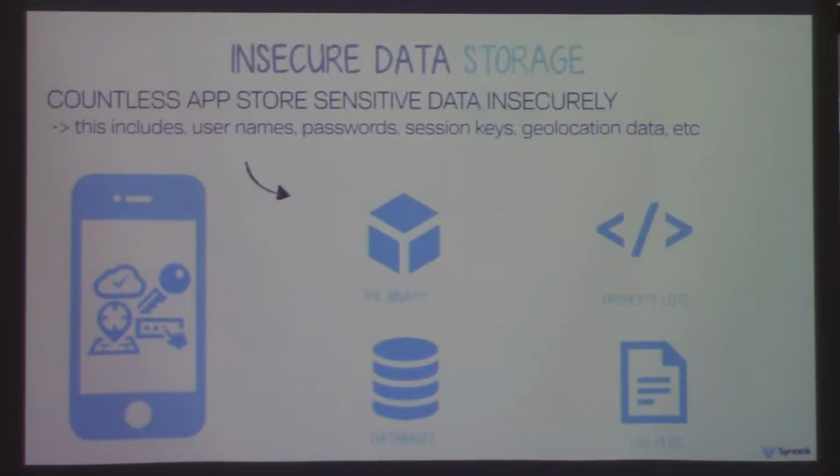All right, so I mentioned Apple does provide a pretty easy way to secure this data, but the problem is people have to opt into it. We all know developers are lazy. I do some developing, so I can say that. So we see a lot of apps that are vulnerable to data storage issues, basically where sensitive data is not encrypted. We see them storing this within the binary, within property lists, within databases, or even log files. I'll give examples and go through each of these.